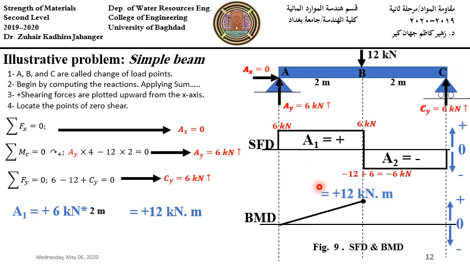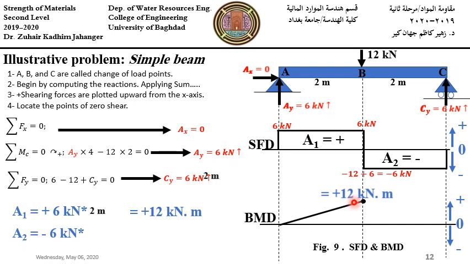Because we have here a uniform shear intensity, so we get either upward or downward movement of the shear slope for this part. Similarly, the bending moment at C is equal to the moment at B plus the delta moment between B and C, which equals area 1 plus area 2.